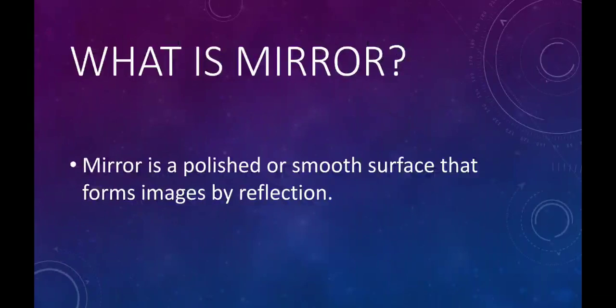What is mirror? Mirror is a polished or smooth surface that forms images by reflection. Reflection concept I have explained in the last session. What is reflection? Bouncing back of light from any surface, we call it as reflection. So here, when light falls on mirror, which is polished surface, the light reflects back and it produces image.